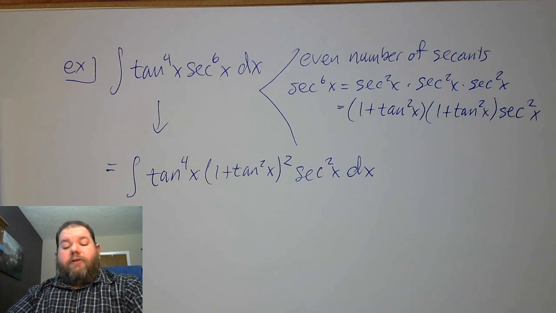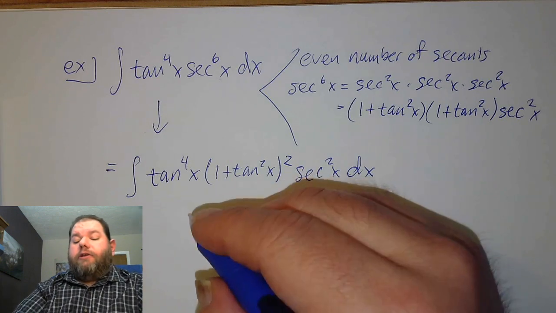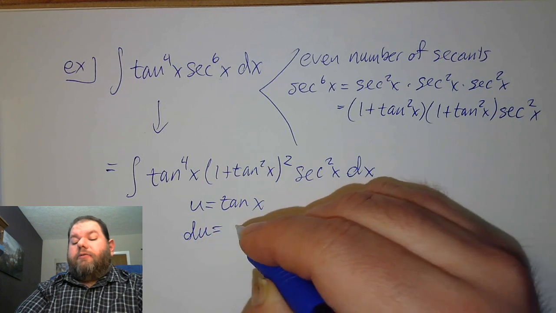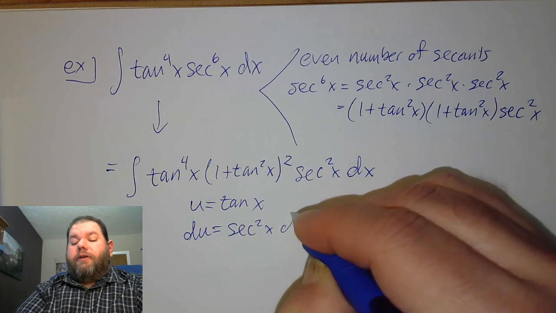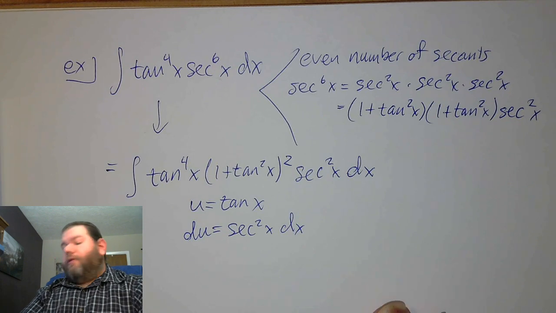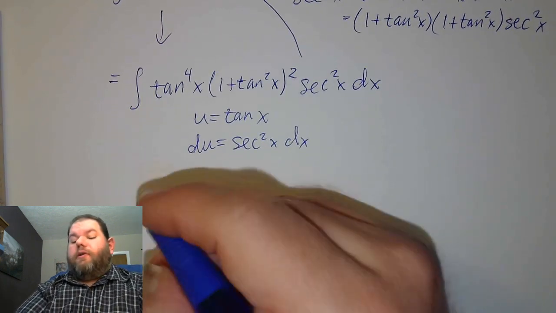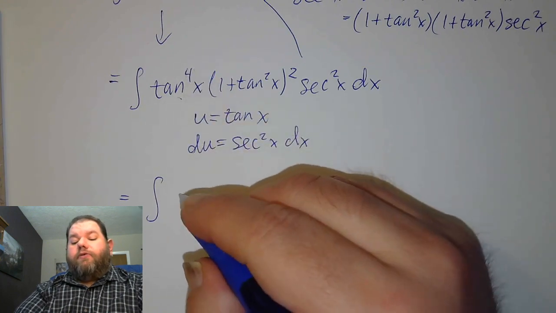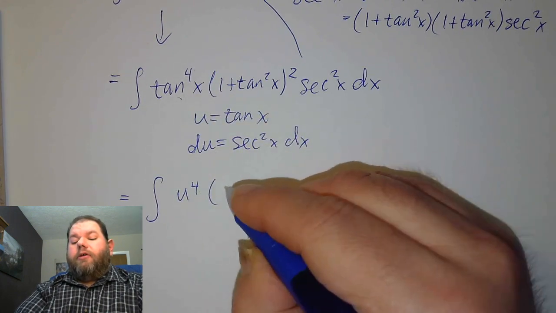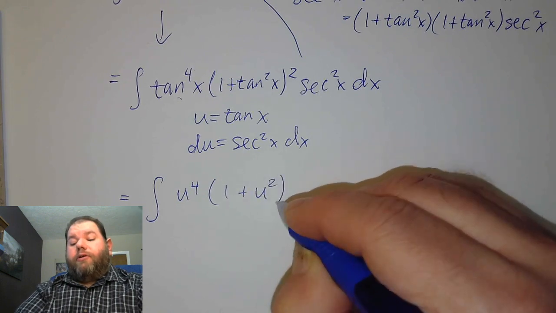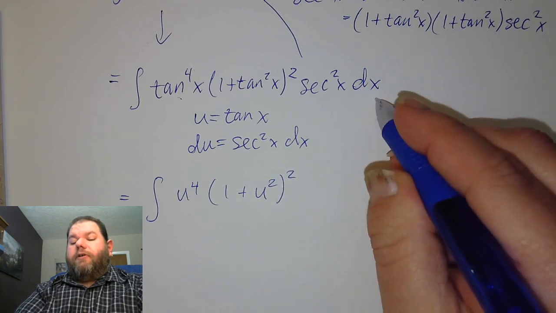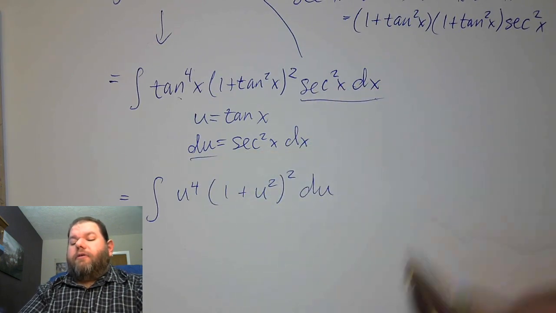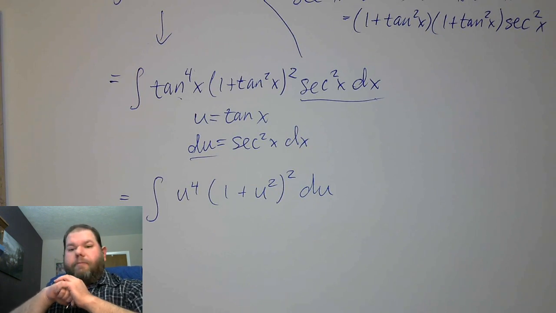Again, secant squared is the derivative of tangent, so we'll let u equal tangent x and du equal secant squared x dx. So that means if u is tangent, then tangent to the fourth will become u to the fourth. Tangent squared is u squared. And then secant squared dx, all of this right here, is du.